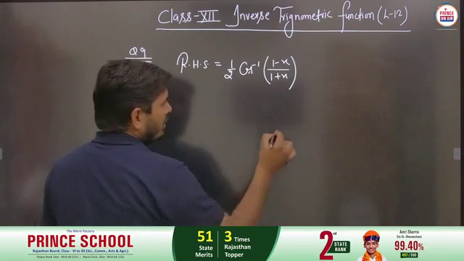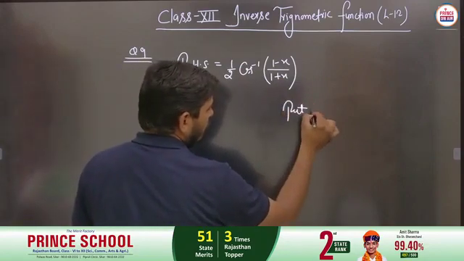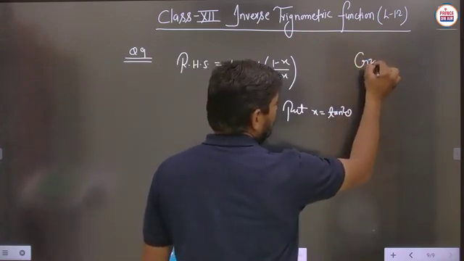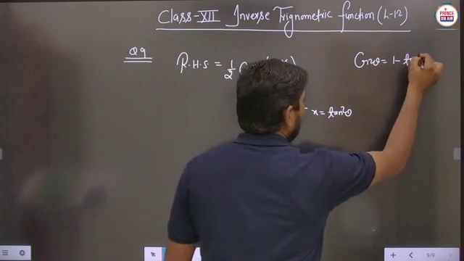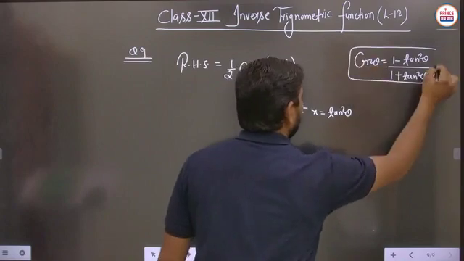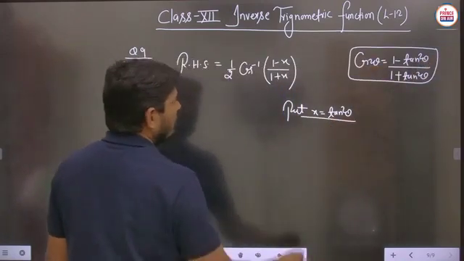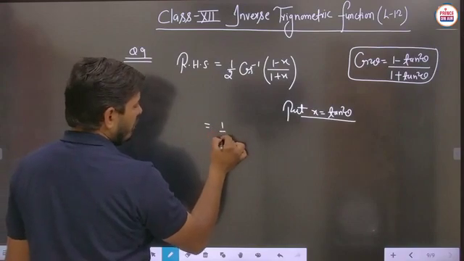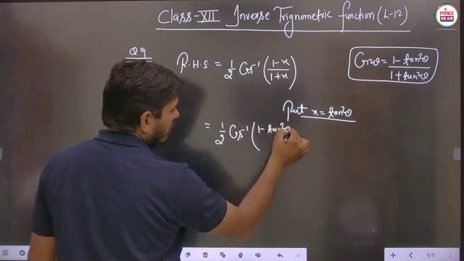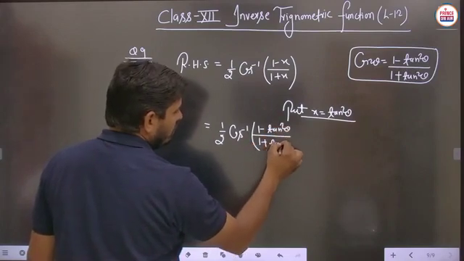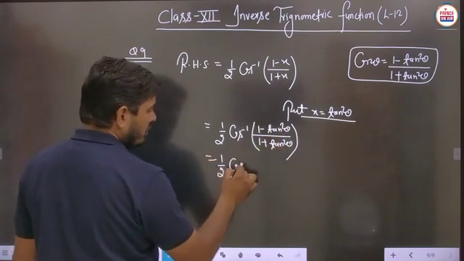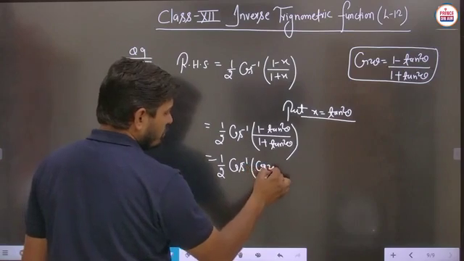Students, here you know the formula very well, so we can put x equals tan square theta. Why? Because cos 2 theta is written as (1 minus tan square theta) divided by (1 plus tan square theta). Due to this, we use the trigonometric function to simplify this complex input part. So this will be cos inverse of (1 minus tan square theta) divided by (1 plus tan square theta), which becomes cos 2 theta. So here we have cos inverse of cos 2 theta. Is it clear?